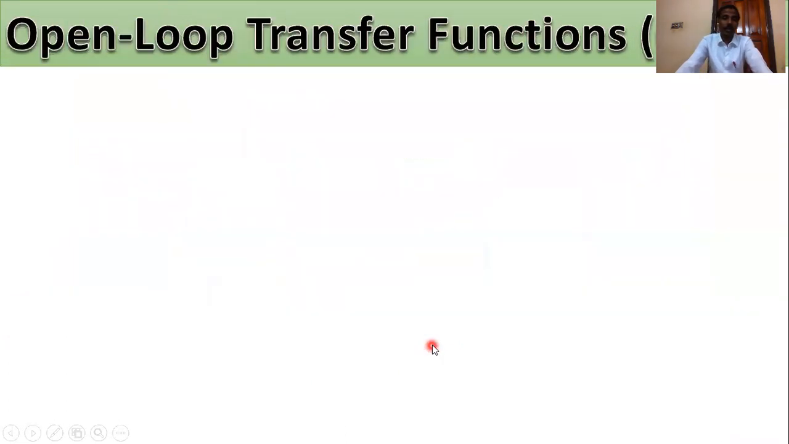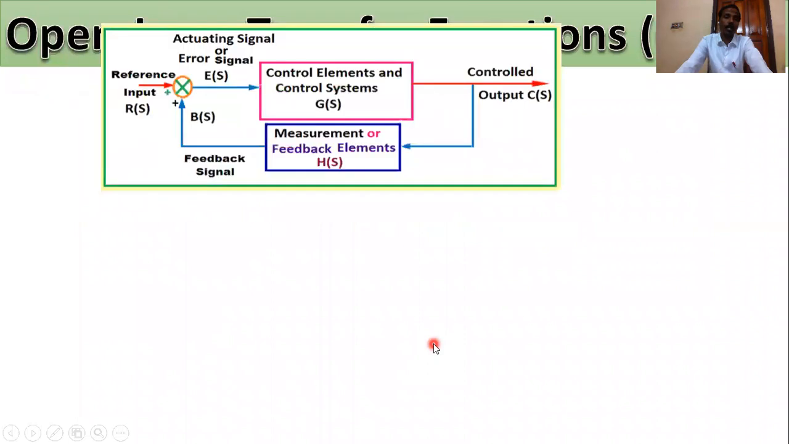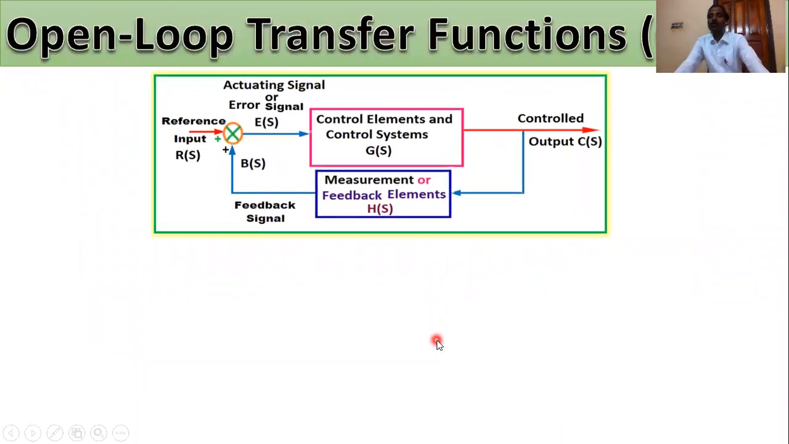This is the feedback path transfer function concept. Then the open loop transfer function for closed loop systems. This is the closed loop and positive feedback systems. For this system, what is the open loop transfer function? This is very important for stability analysis.